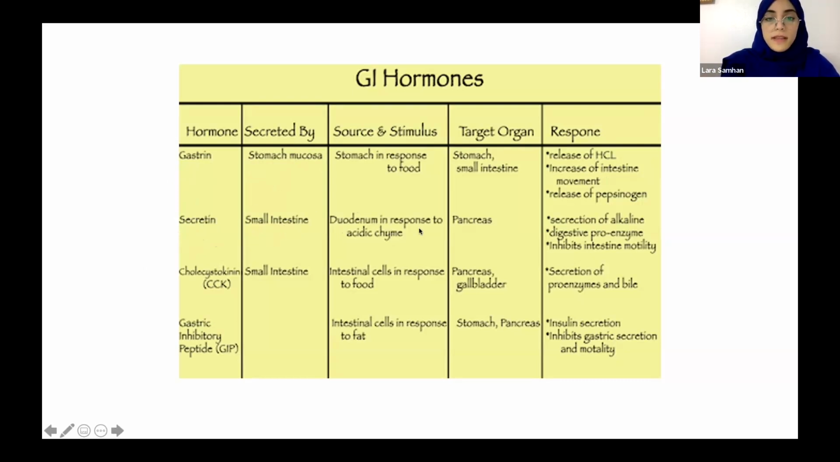To be more specific, the target organ of secretin is the pancreas, and the source is the duodenum. So it likes the alkaline environment. Gastrin and secretin are almost exactly opposite: gastrin likes an acidic environment, while secretin likes an alkaline one. We also have CCK, which is also produced from the small intestine and also likes the alkaline environment. And lastly, we have GIP, which helps in insulin secretion. So these are some of the hormones produced from the GI tract.